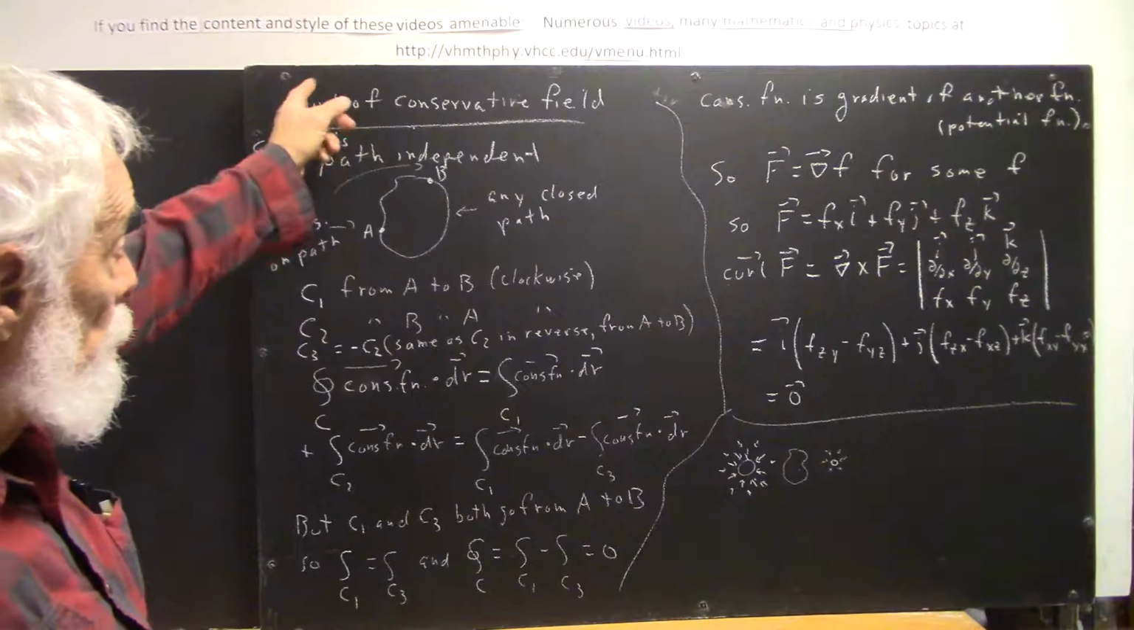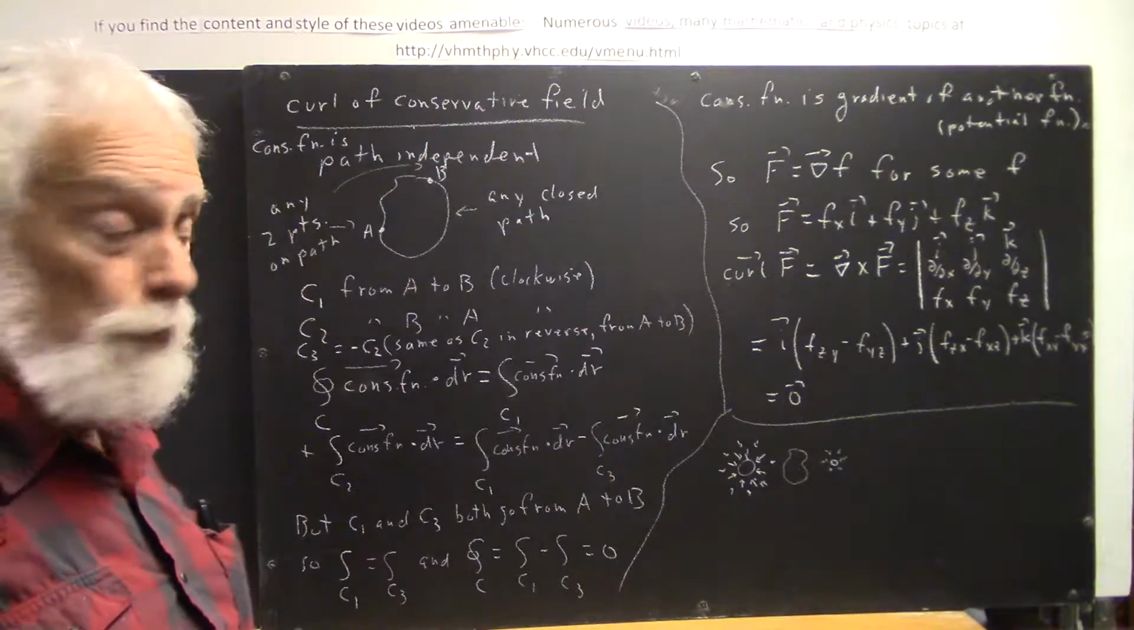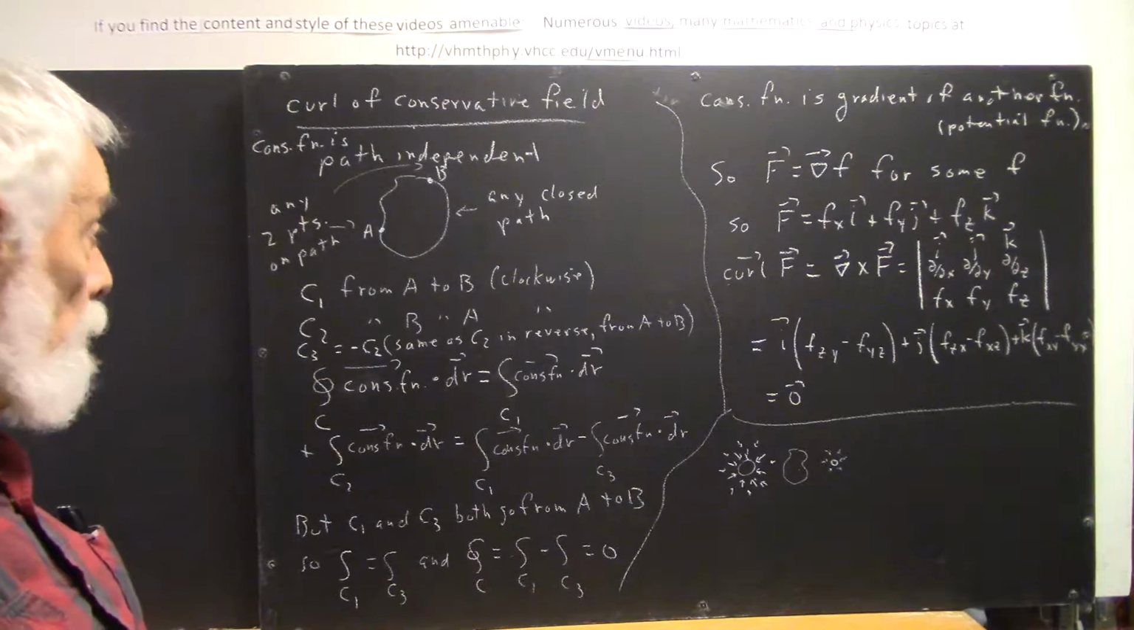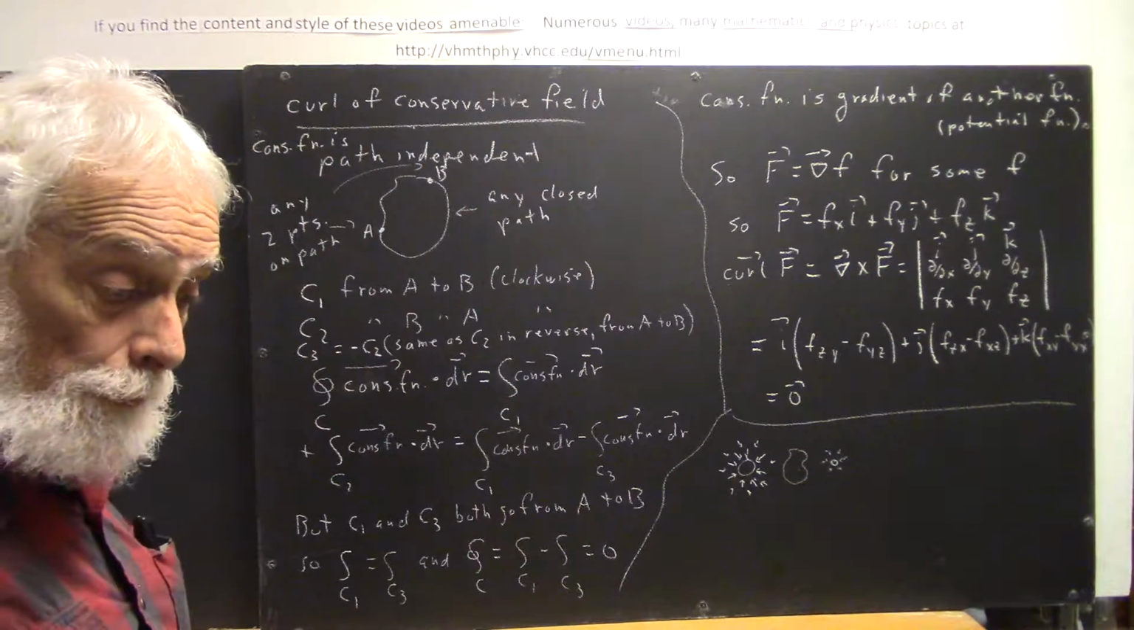We want to talk about the curl of a conservative field. We're actually going to prove that the curl of a conservative field is 0. But first we're going to talk a little bit about what a conservative field is.